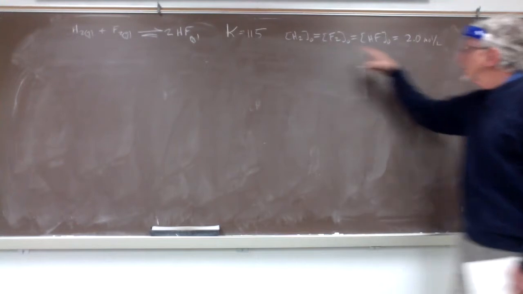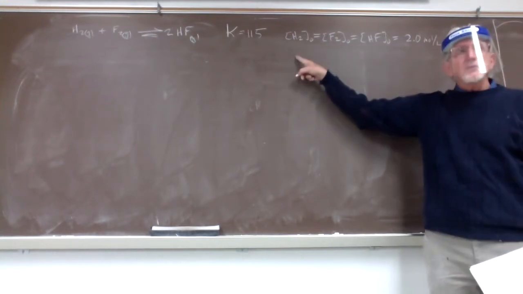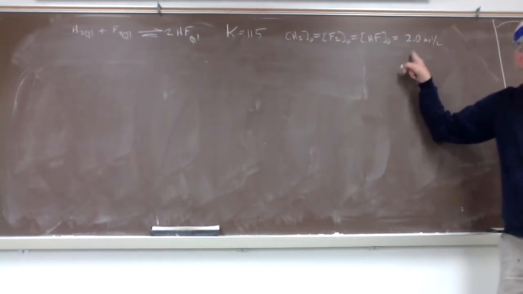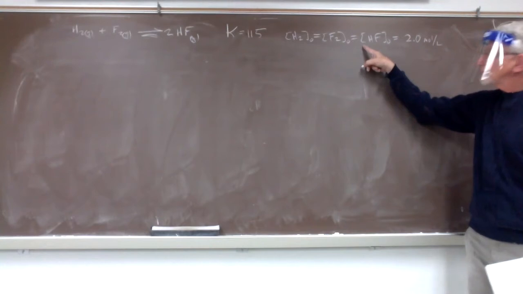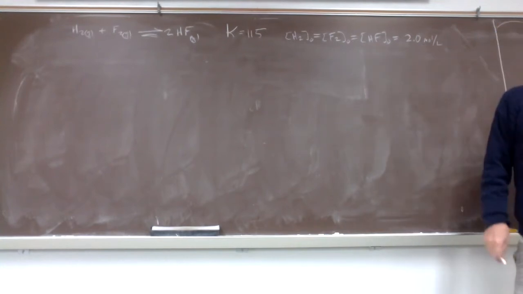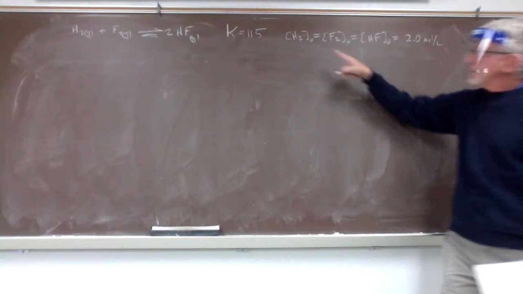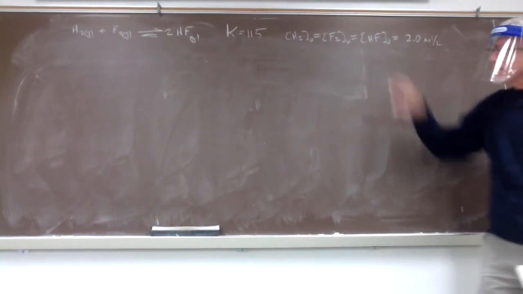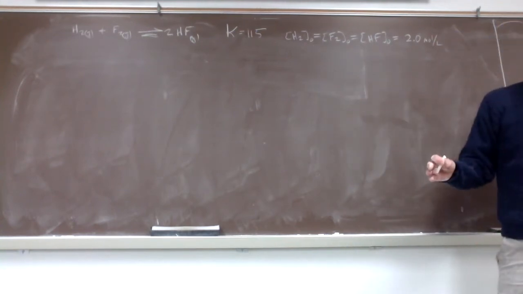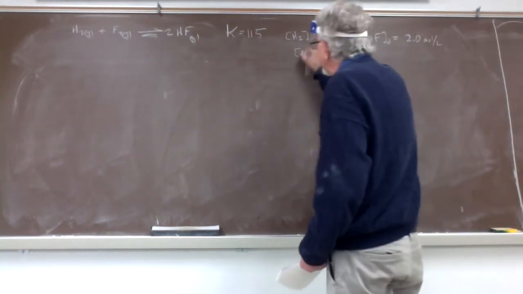We have 2 moles per liter of hydrogen, 2 moles per liter of the fluorine, and 2 moles per liter of the hydrogen fluoride. These are the initial concentrations, right? This is where we start. Time equals 0. What do we want to know? We want to tell the future.